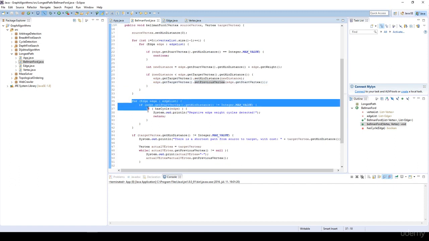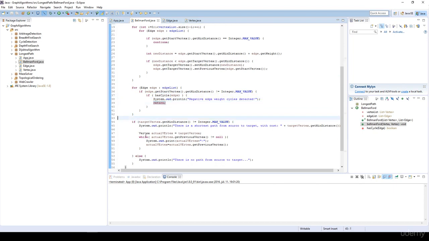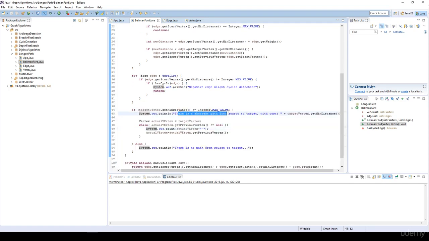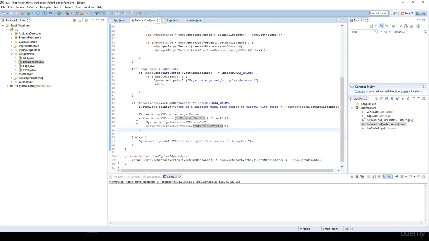And then we make a final iteration. We iterate through all the edges. And basically if we have a cycle, so the distance keeps decreasing, it means that we have a negative edge weighted cycle. And of course we return. Else, basically, we come to the conclusion that there's the shortest path from the source to the target vertex. We can calculate the total cost, and basically, with the help of this backtracking, so the actual vertex is equal to the actual vertex get previous vertex, we are able to track the vertices in the shortest path.